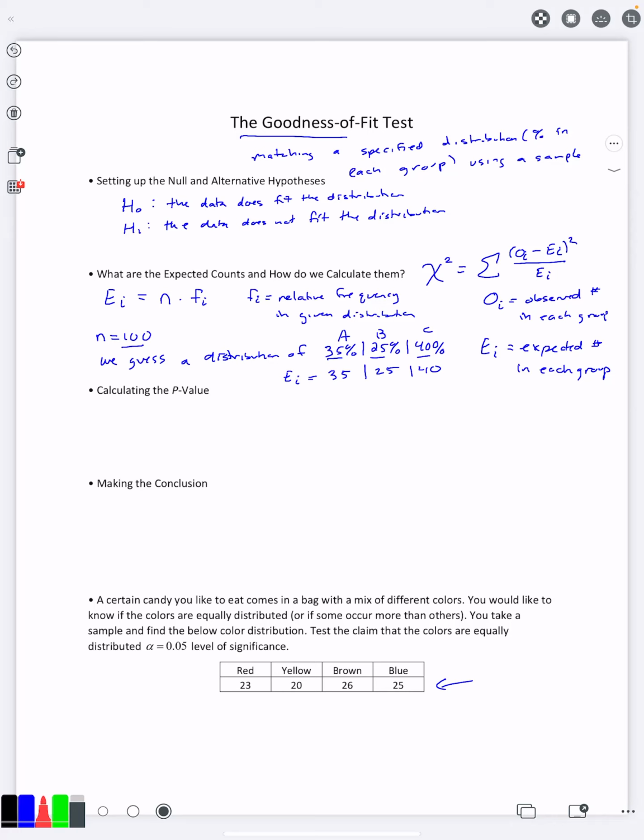You might say, I'll just take the numbers there, right? But what if instead my N was 200? If you do 200 times 35%, you get 70, and then 50, and then 80. So in general, you just take your sample size and multiply by each of the percentages that you are assuming is your distribution, and those become your expected counts. And this is something you're going to have to actually calculate, but thankfully it's not too bad here. So let's go ahead and do that for our example problem down here.